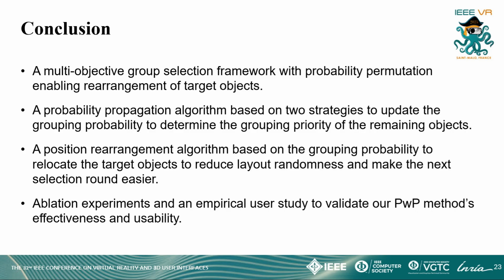In summary, we proposed a multi-object group selection framework with probability permutation enabling rearrangement of target objects. We introduced a probability propagation algorithm based on two strategies to update the grouping probability to determine the grouping priority of the remaining objects, and a position rearrangement algorithm based on the grouping probability to relocate the target objects to reduce layout randomness and make the next selection round easier. We also conducted ablation experiments and an empirical user study to validate our PwP method's effectiveness and usability.